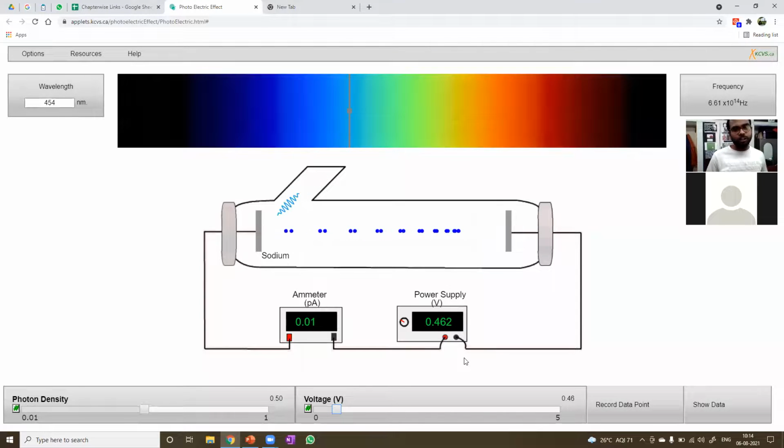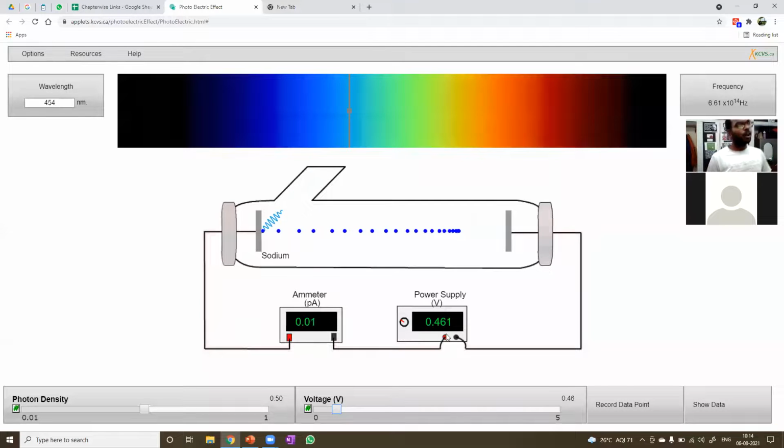What is this voltage called? This potential is called stopping potential. Stopping potential is the minimum potential that you need to apply across the plates so that the electrons that are emitted out of the metal do not reach the other plate. This is called stopping potential.